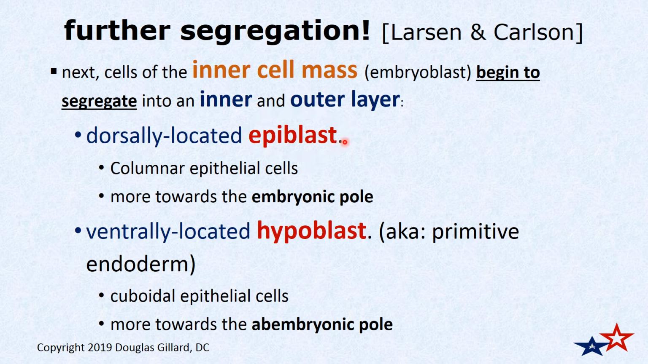There's no other cell that can turn into anything: a heart cell, a liver cell, you name it, your eye cell, your heel, your tibia. It can turn into anything. It'd be great if we had these to experiment with. The other cell, which is more toward the abembryonic pole, is called hypoblast, because it's low. Some call it primitive endoderm, as used again, I think, by Larsen. I've never seen that anywhere else, but Larsen likes to do that. Also, the hypoblast cells are cuboidal, and these are columnar.